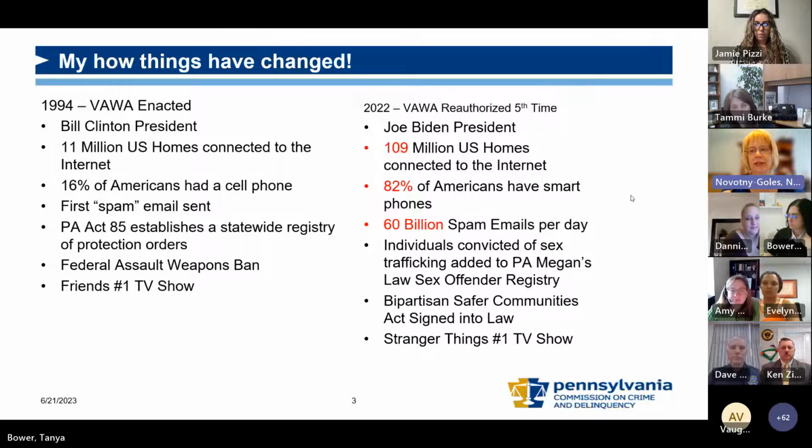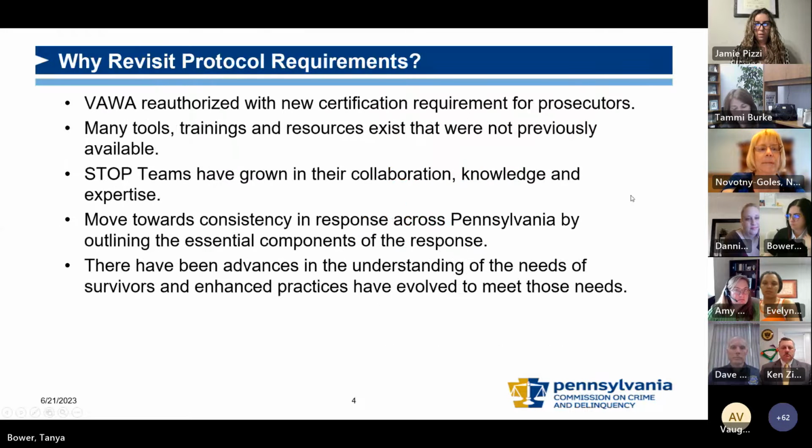Next slide, please. So why revisit the protocol requirements? We realize that over the years, STOP grantees, you've all really undertaken a very thoughtful and conscientious effort to write and implement response protocols for your counties and communities. And PCCD knows the work that you've put into it, and we really appreciate it.